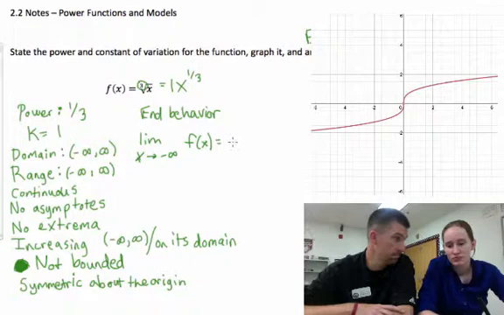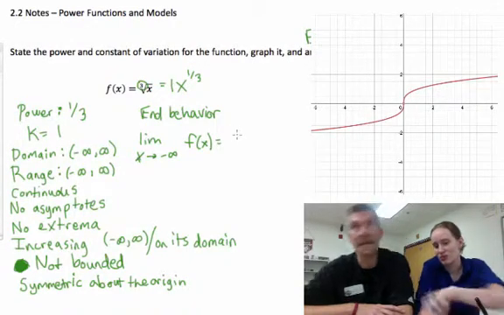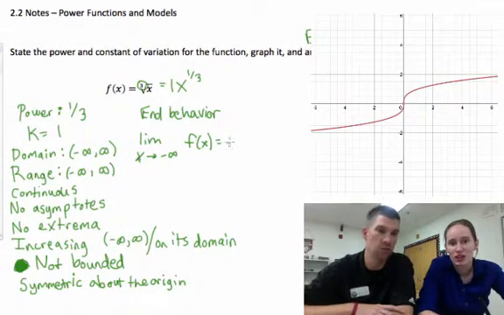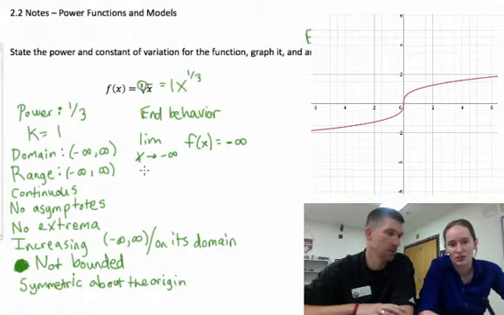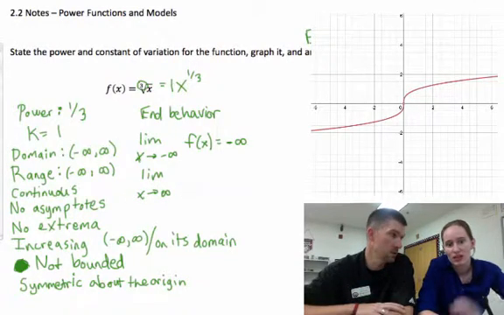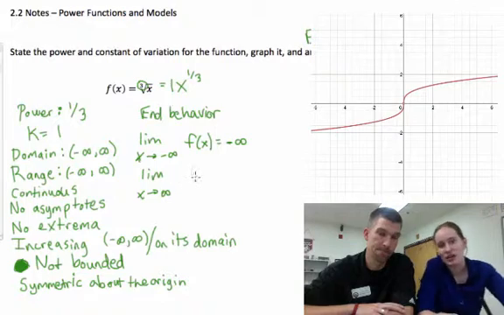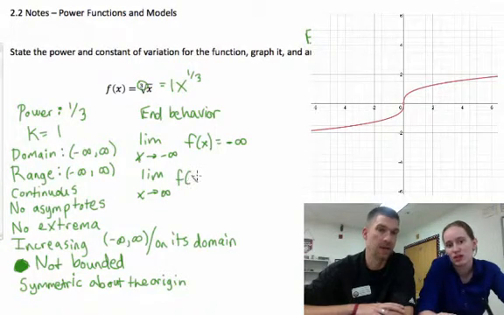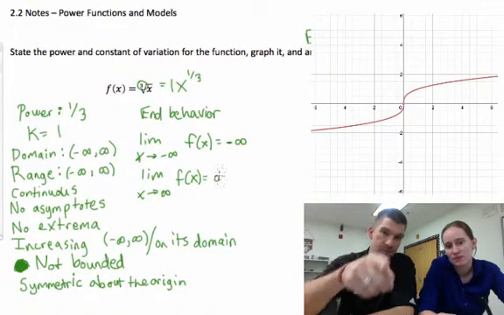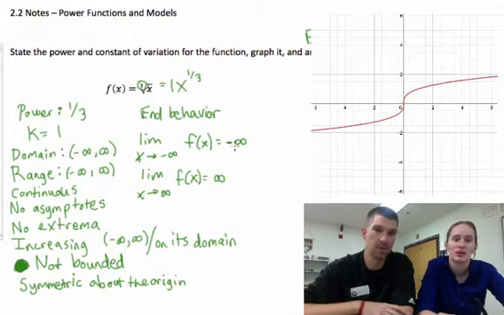Positive infinity? No, we're going towards negative infinity. Negative infinity, because our graph is going down and to the left. That's what I meant to say. Yeah, that's what you meant. Okay, and now we do x as it approaches positive infinity, because that's what the graph shows. Positive infinity, you're going to the right, and as you do that, it goes up and to the right. Positive infinity.